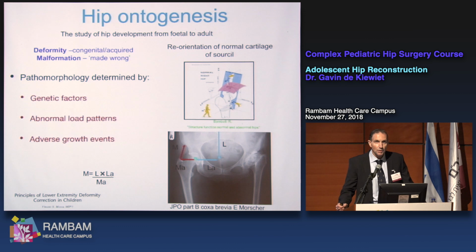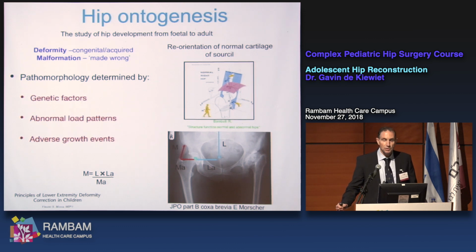So looking at hip ontogenesis, and this is the study of the morphology of the hip from fetal to adult life, we can see that the pathomorphology is determined by three factors. Genetic factors, that's the quality of cartilage you inherit, abnormal load patterns, and also adverse growth events. If you get Perthes disease or slipped capital femoral epiphysis, you may have had a normal hip, obviously that's going to affect the life of that particular hip.